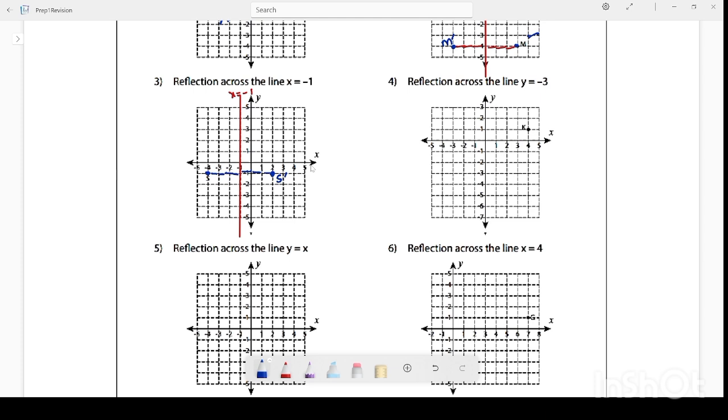Now it says that y = -3. So on the y-axis, we'll be drawing a line at -3. So this is -3. We'll be drawing a line here at -3.